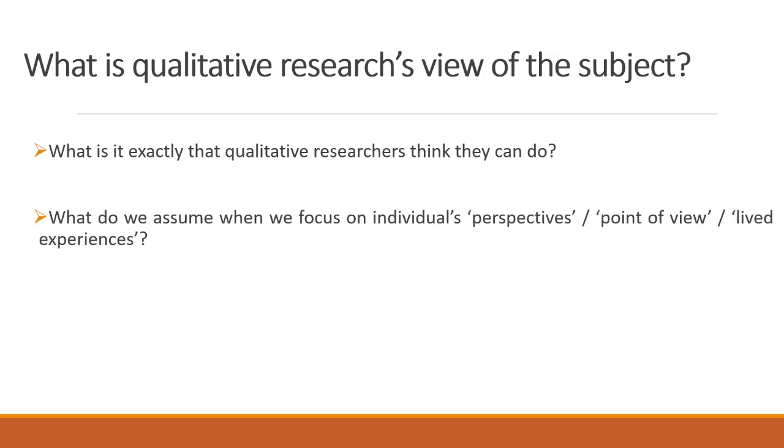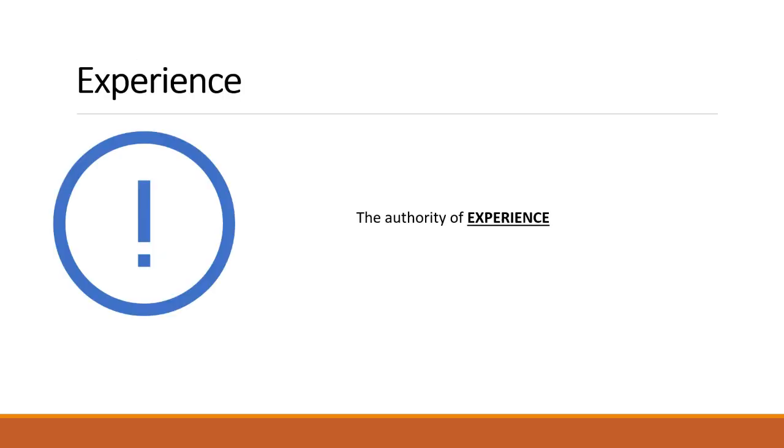Okay, so what is qualitative research's view of the subject? What is it exactly that we're interested in? What is it that we think we can do by conducting qualitative research? And what do we assume when we focus on the perspectives? What are people's perspectives? What is the person's point of view? What are their lived experiences? So based on these, what do we then assume? How do we make meaning? All these things influence the way in which we then come into doing the research that we do.